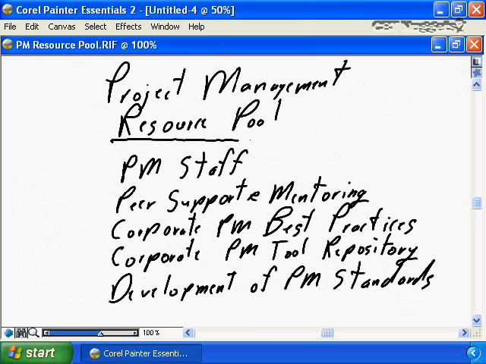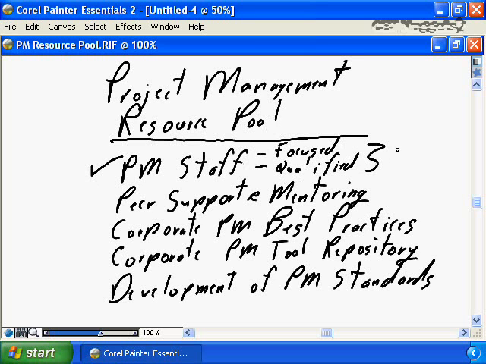Another very common function of the PMO is to be the project management resource pool for the organization. Effectively, all project management staff report into the PMO. That ensures we have focused staff whose interests and whose skills are on project management. This ensures that we have qualified staff. It ensures that we have people who are focused on, who believe in project management. One of the focuses of this Nugget series is that we have a PMO staffed with qualified people who are PMPs, project management professionals.